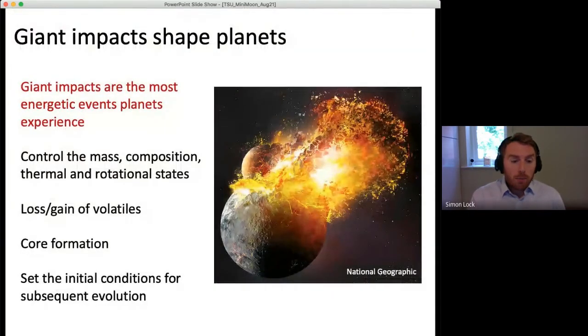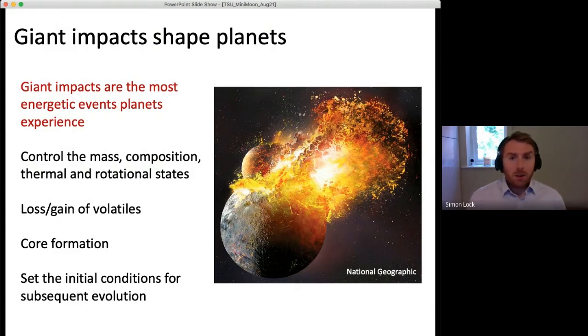And so giant impacts like this really play a key role in shaping the properties of the planets. They control the mass, the composition. Obviously, I've talked already about the thermal and rotational states. You can also get rid of atmosphere, and the volatiles that make up your atmosphere and oceans, you can gain those same elements. It's a period where we end up having core formation, which sets a lot of the chemical structure of the planet, including for us, the availability of things like rare earth metals. And it really does set the scene for the subsequent evolution of the planet.